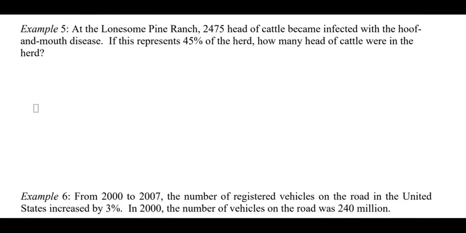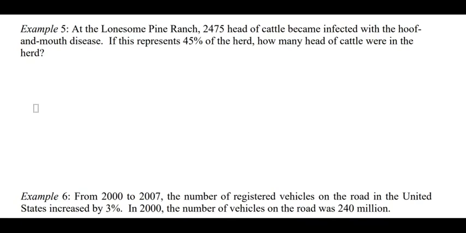All right, a couple more examples to practice more with the percent proportion. At the Lonesome Pine Range, 2,475 head of cattle became infected with hoof and mouth disease. If this represents 45% of the herd, how many head of cattle were in the herd?